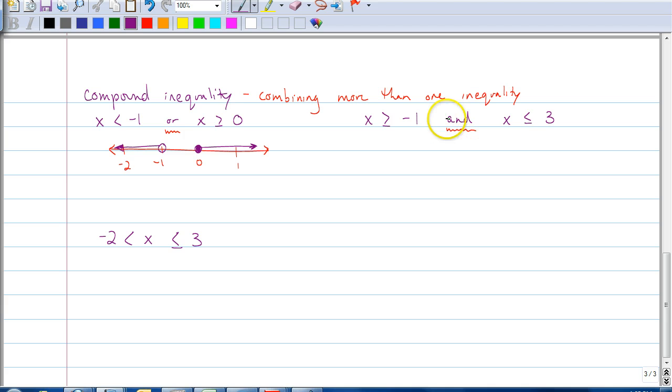Now, when we use the word and, that means we're looking for a solution that's true for both statements. We look for a set of numbers that are greater than or equal to -1 and less than or equal to 3. For example, 0 is greater than or equal to -1 and it's less than or equal to 3, so it will be in the solution set. We want to see what all the numbers are in the solution set, so we're going to do that by graphing.